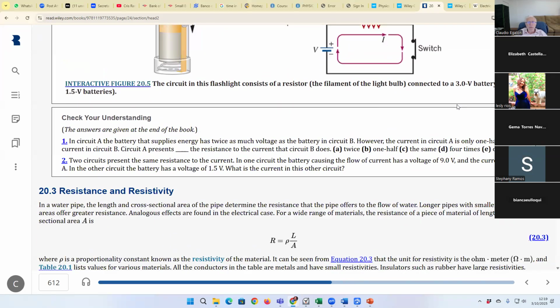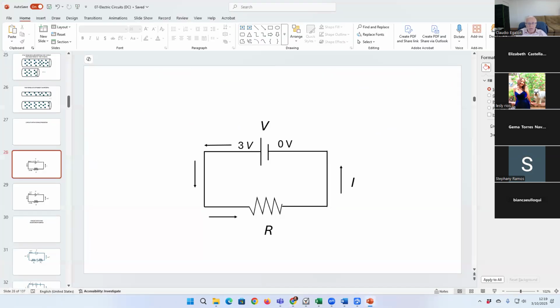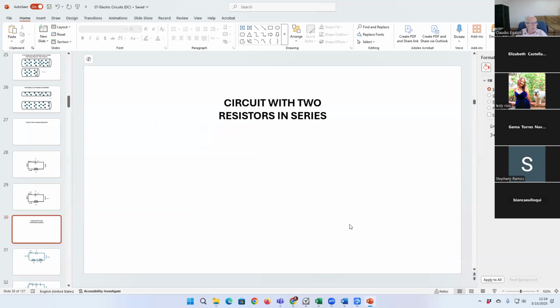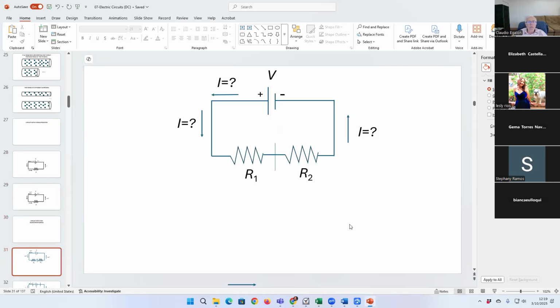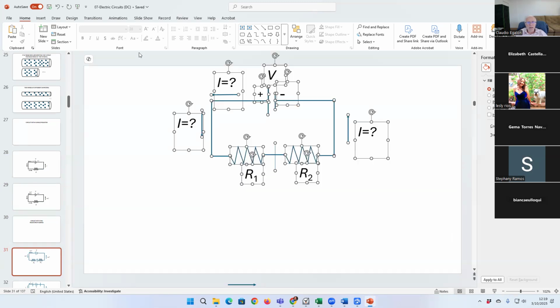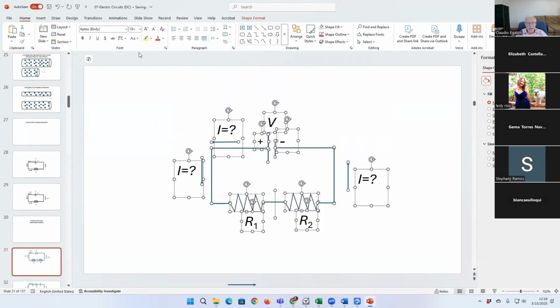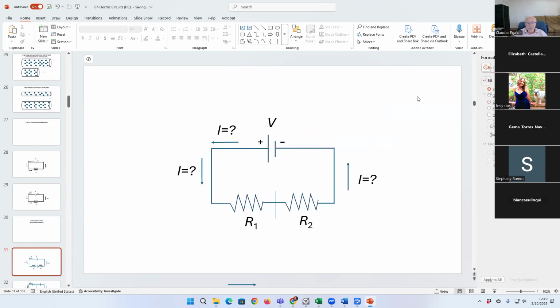More difficult problems that relate to circuits that have more elements. So here you go. Here's the problem that we just did: an electric circuit with one resistor. Then we have an electric circuit with two resistors. Given V, R1 and R2, find I.